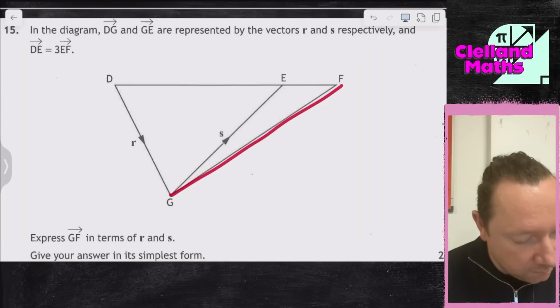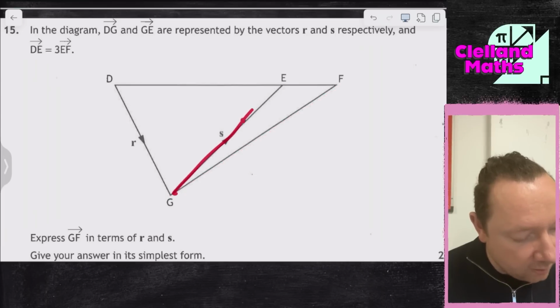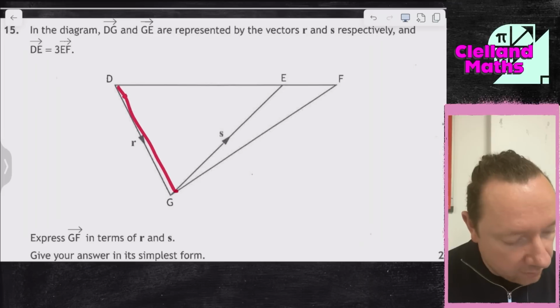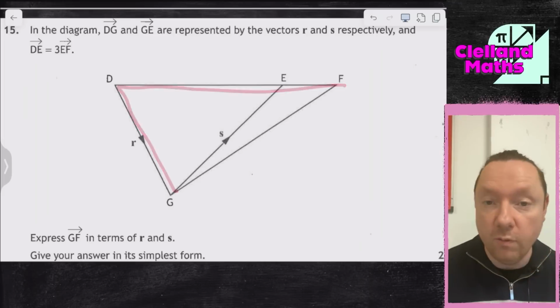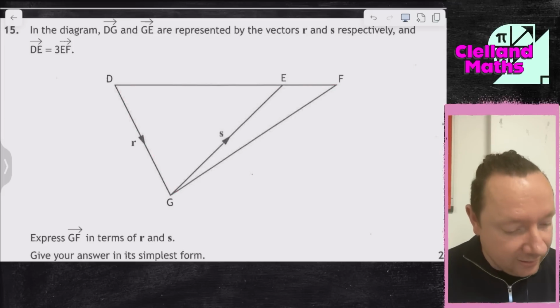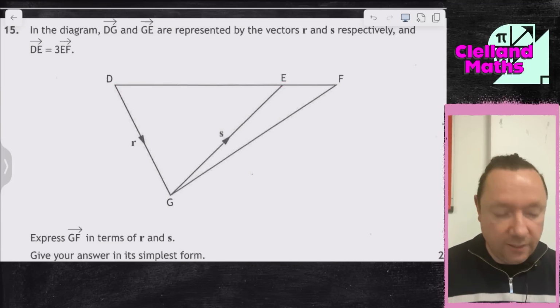Now I can't go that direction, so I could go up here, but then I'll need to know that one. Or I could do some funky thing like go up here and go all the way along, but I still need to know that one. So I'm going to have to work out D to E in some way, or E to F. So I'm going to do D to E.